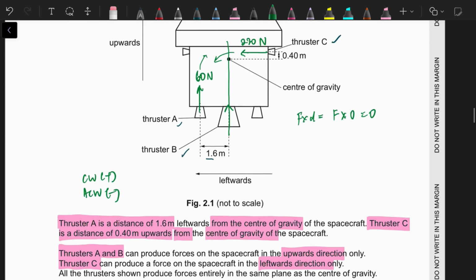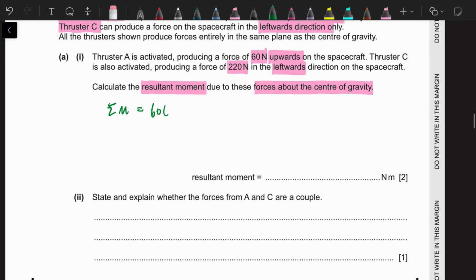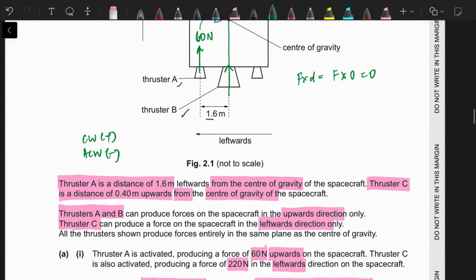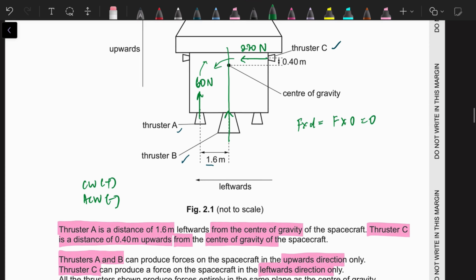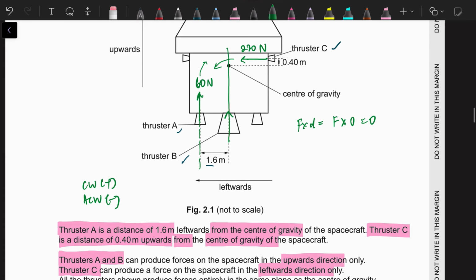Perpendicular distance. So this question is actually really nice. They actually give you all the distances on your own. And even though they give, you should also check if your forces and your distances are perpendicular to one another, because that's one of the rules that we need to follow. The force has to be perpendicular to the distance.